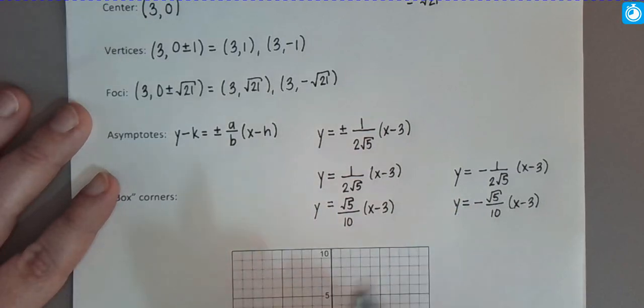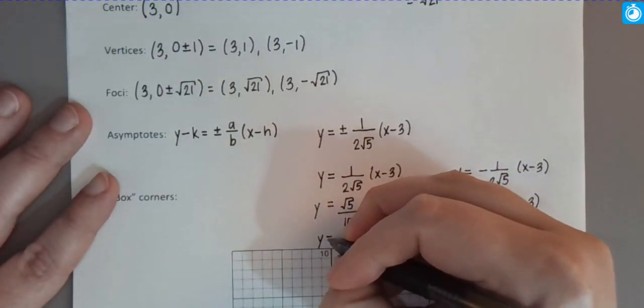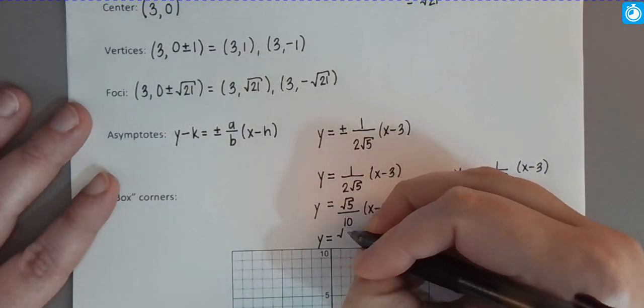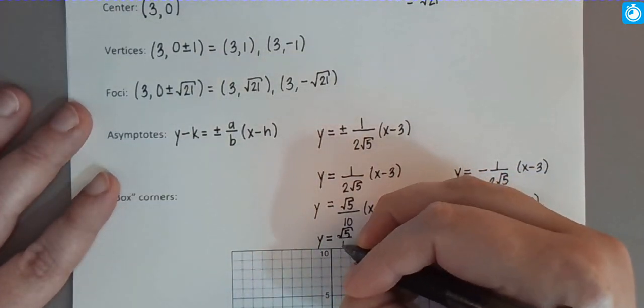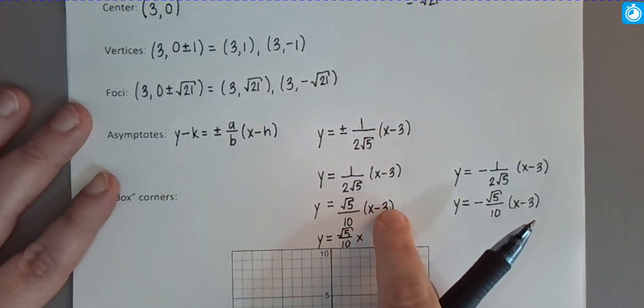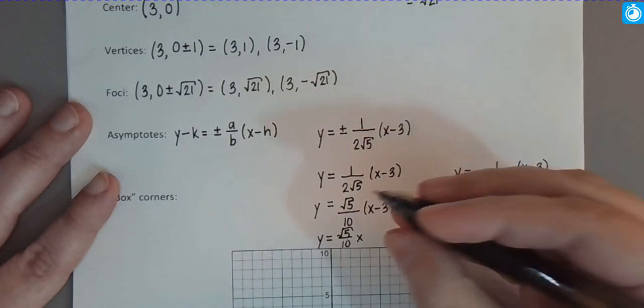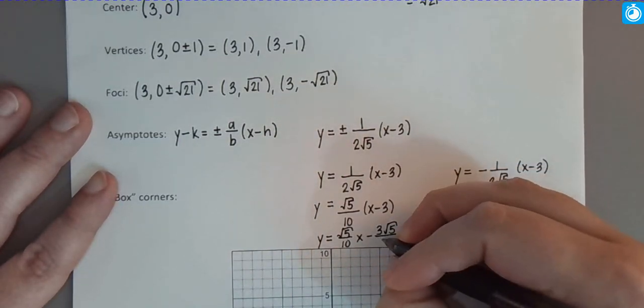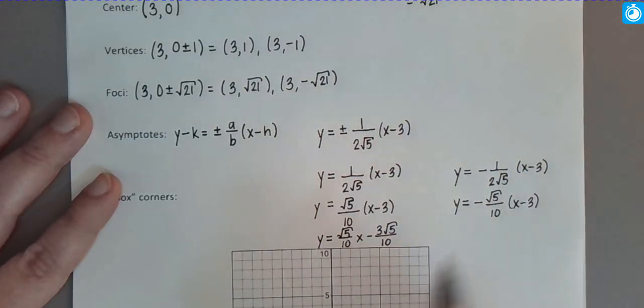Now I can find my slope-intercept form in one more step. I'm going to distribute my slope to these two terms. So that's going to be root 5 over 10 times x, and then root 5 over 10 times negative 3. Think of the 3 as going with the numerator, so minus 3 root 5 over 10. And that does not reduce, so we're done. That's one of our asymptotes.